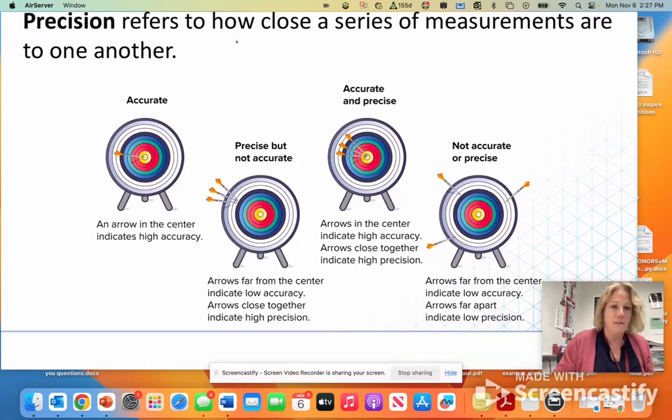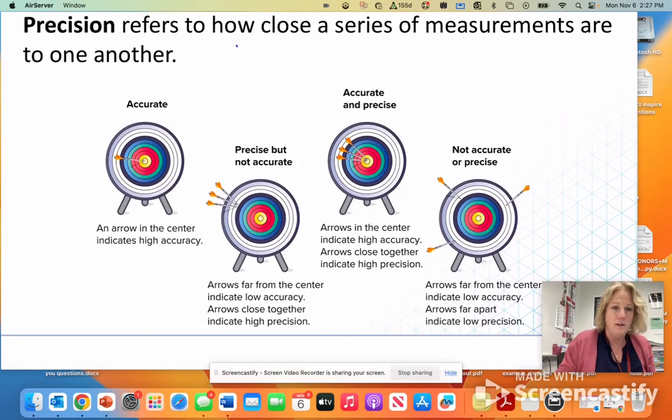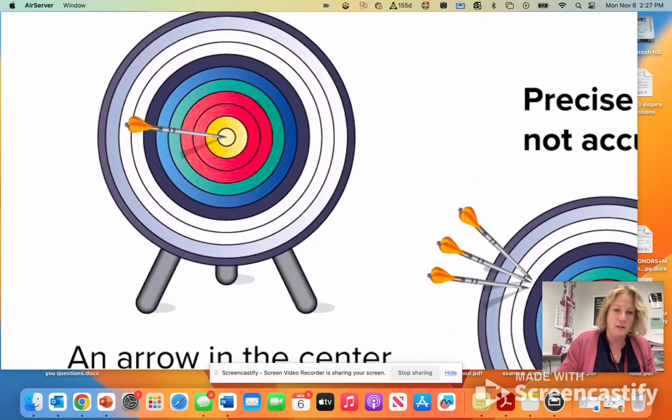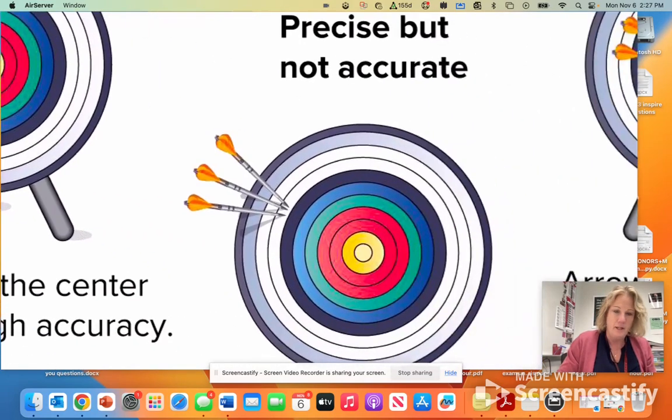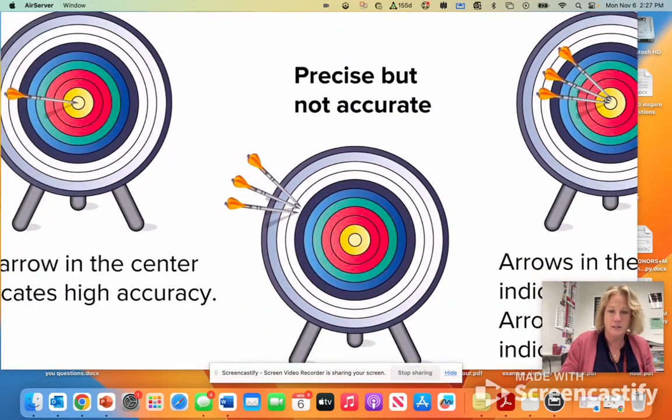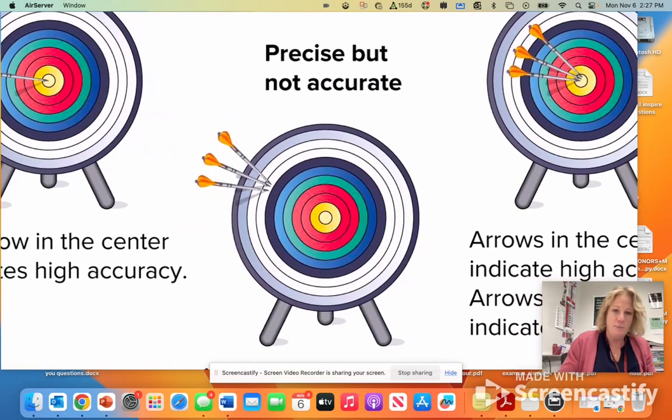If you look at the analogy, these are bullseyes where the dart is going to be a measurement. If you have more than one dart, that means you're doing more than one trial. Assuming you're trying to hit the bullseye, if you hit the middle, which is what you should have got, then you're accurate. Over here, you can see that this person's measurements are consistent. The darts are all in the same spot. So these would be precise, but not accurate because they're trying to hit the bullseye.